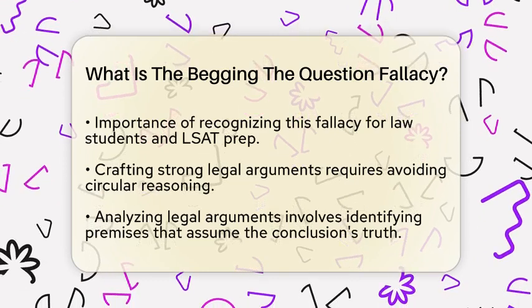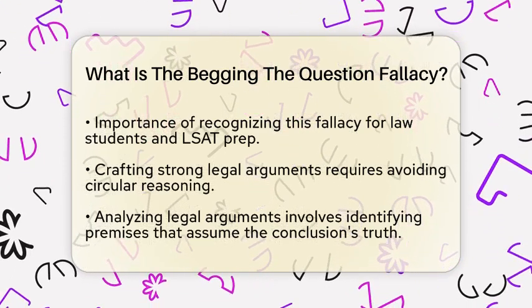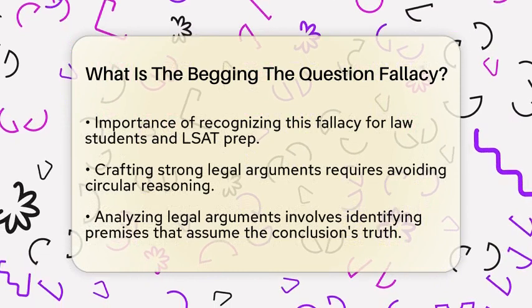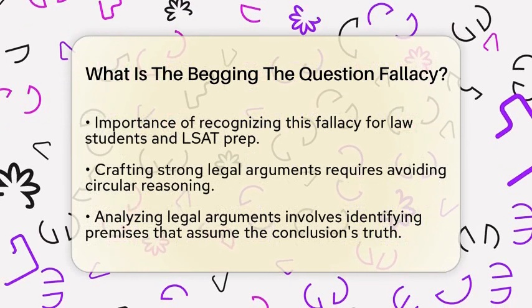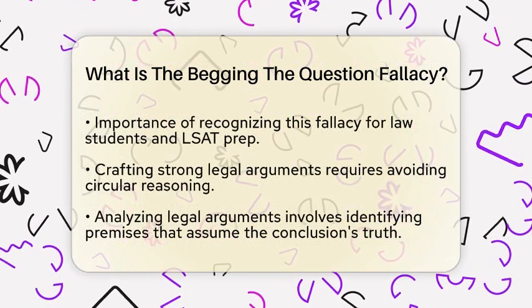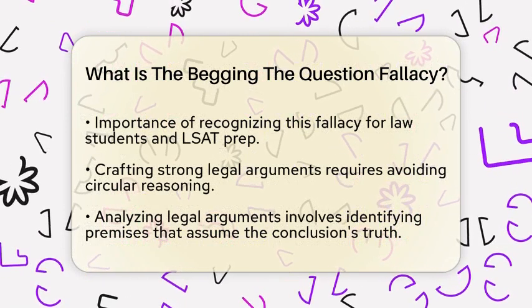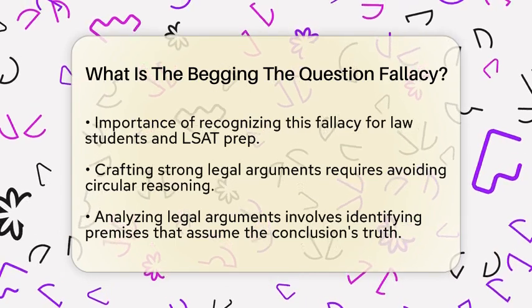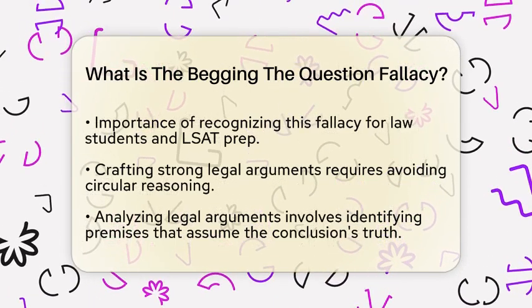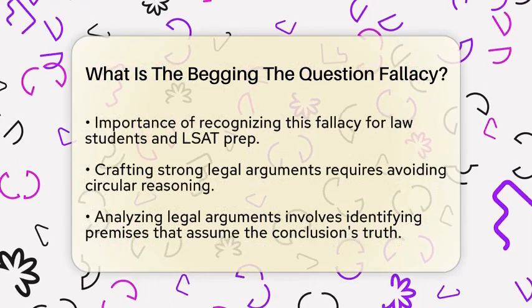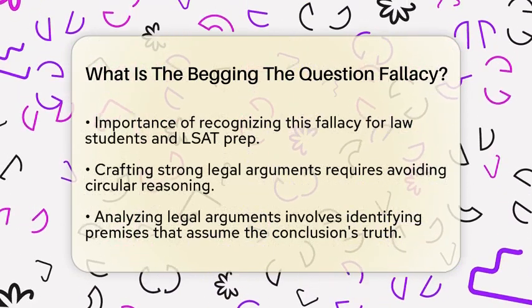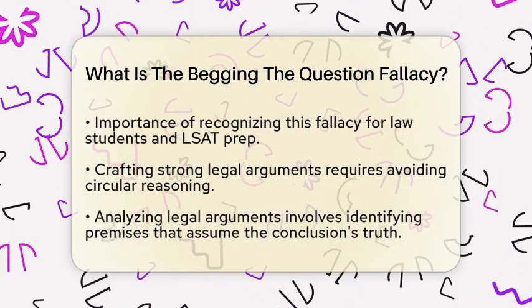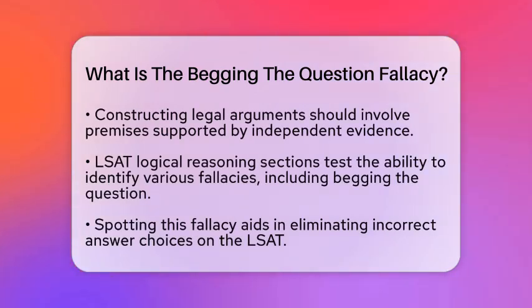Understanding this fallacy is especially important for law students and those preparing for the law school admission test. In law school, crafting solid legal arguments is essential. When you analyze legal arguments, you need to spot whether any premises assume the truth of the conclusion. This skill helps you evaluate the strength of the argument. When you are constructing your own legal arguments, make sure your premises are backed by independent evidence. This way, your argument stands on solid ground and does not rely on circular reasoning.